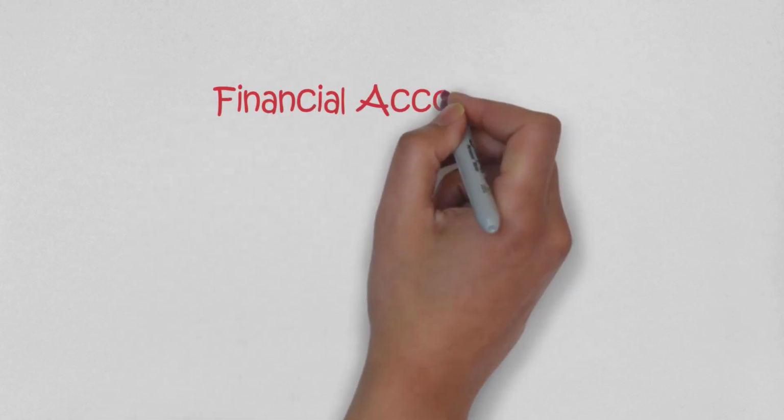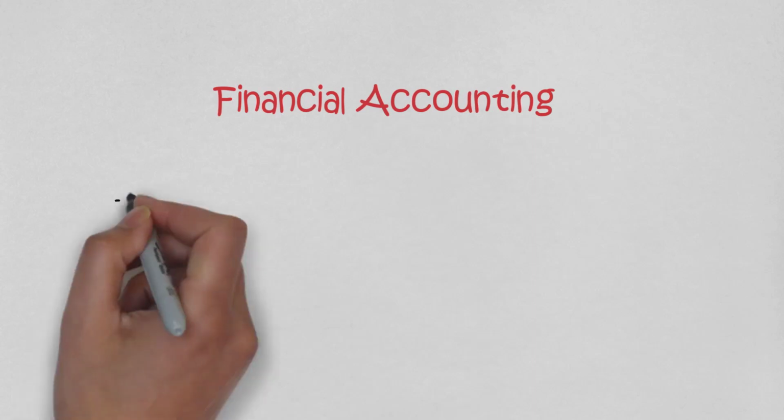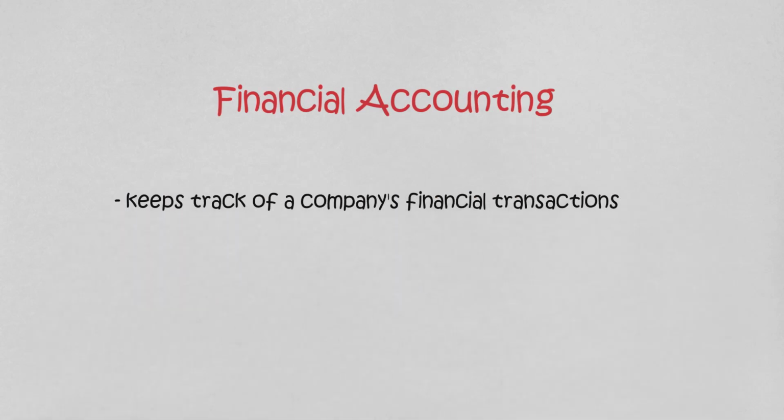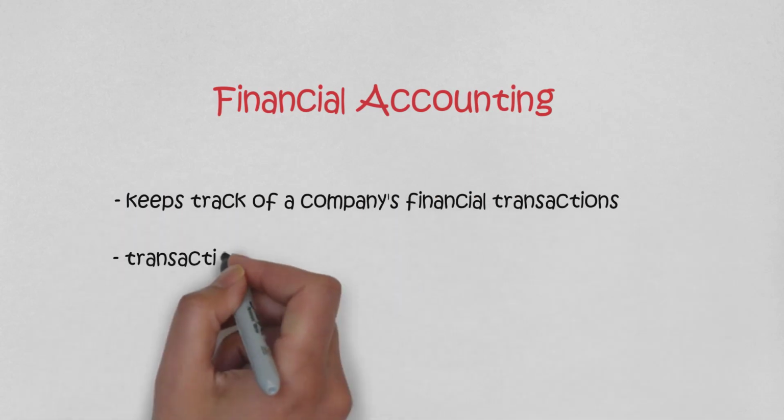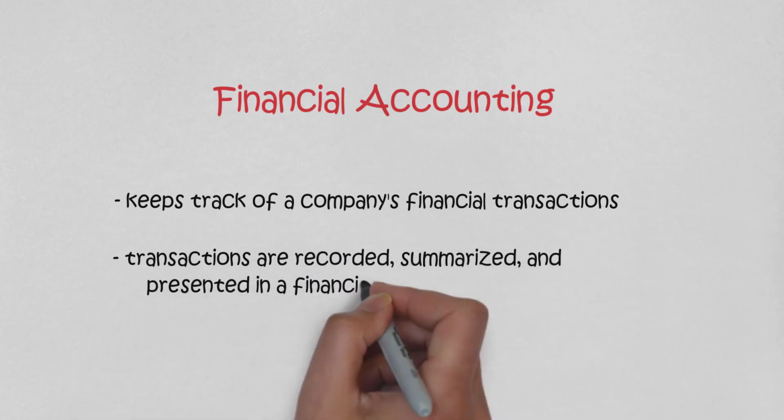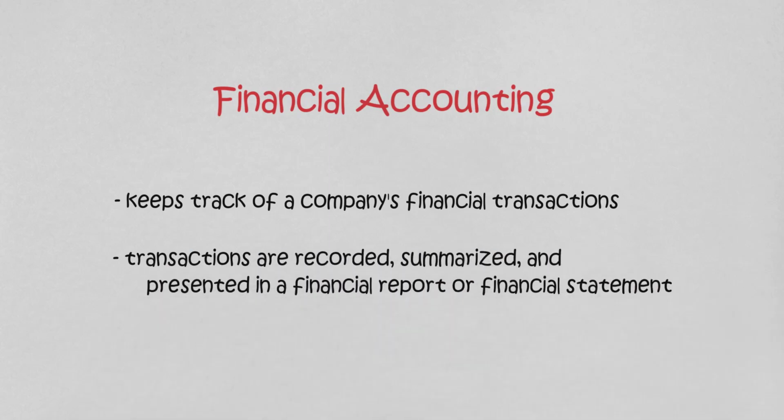Financial accounting is a specialized branch of accounting that keeps track of the company's financial transactions. The transactions are recorded, summarized, and presented in a financial report or financial statement, such as an income statement or a balance sheet, which are going to be discussed in detail later on in our next videos. For now, it's enough for us to understand that these are just documents containing some financial information about the company, showing its assets, net income, operational costs, and many more.